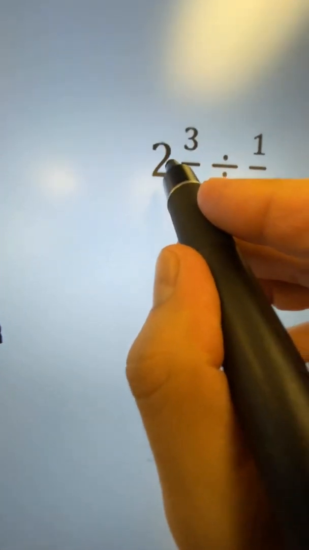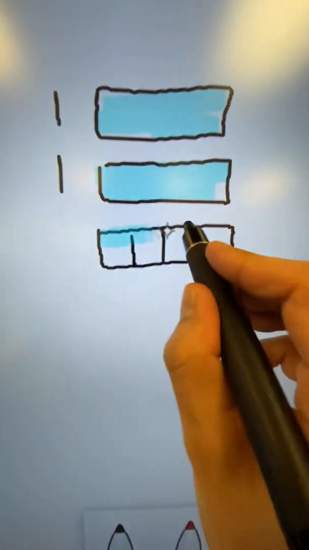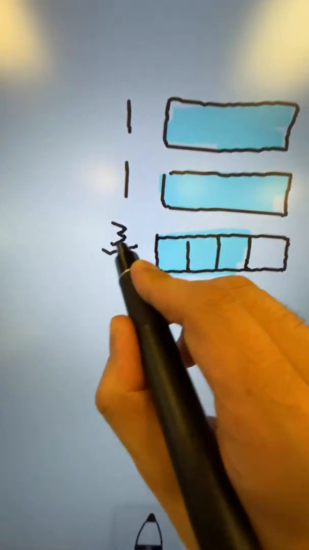And then we need to shade in. So I have 2 whole amounts, and then we need 3/4 more, which means this third one, I'm going to split it up into 4 sections, and I'm going to shade in 3 out of 4. So this represents 2 3/4. So I have 3/4 shaded in here.